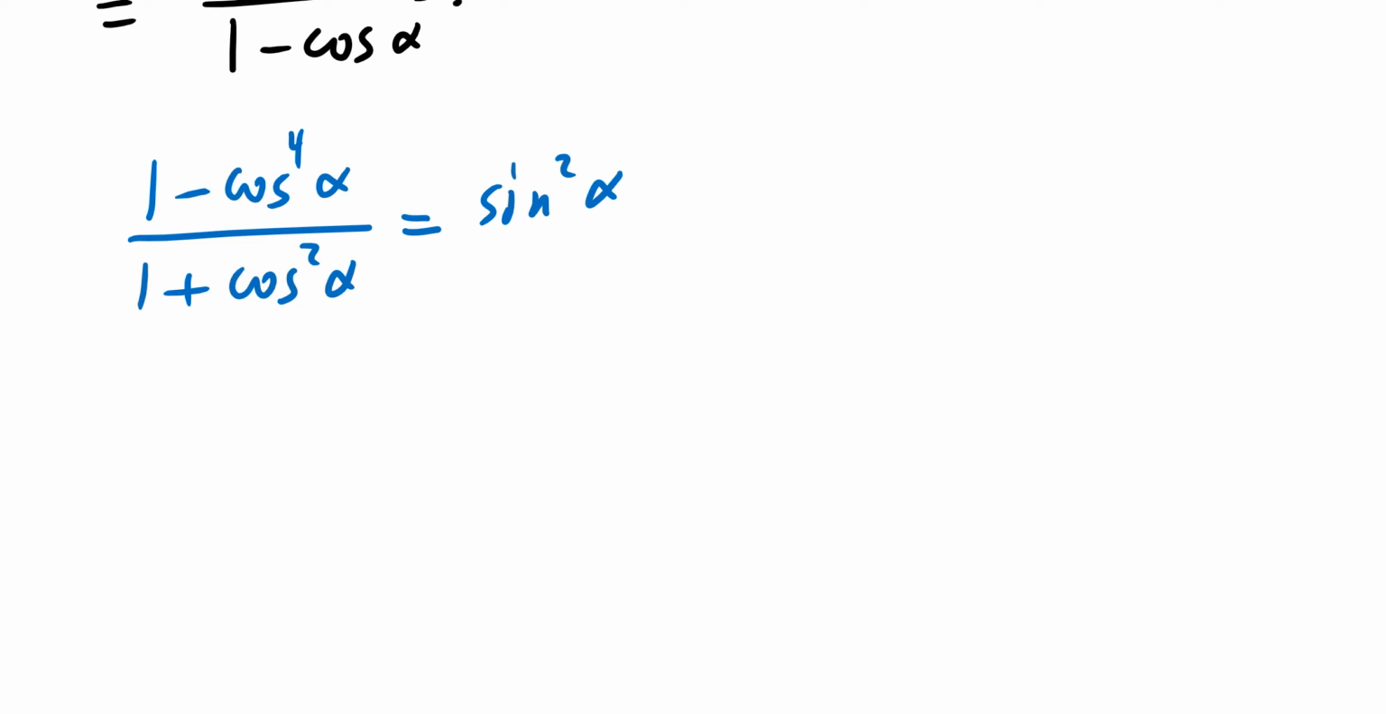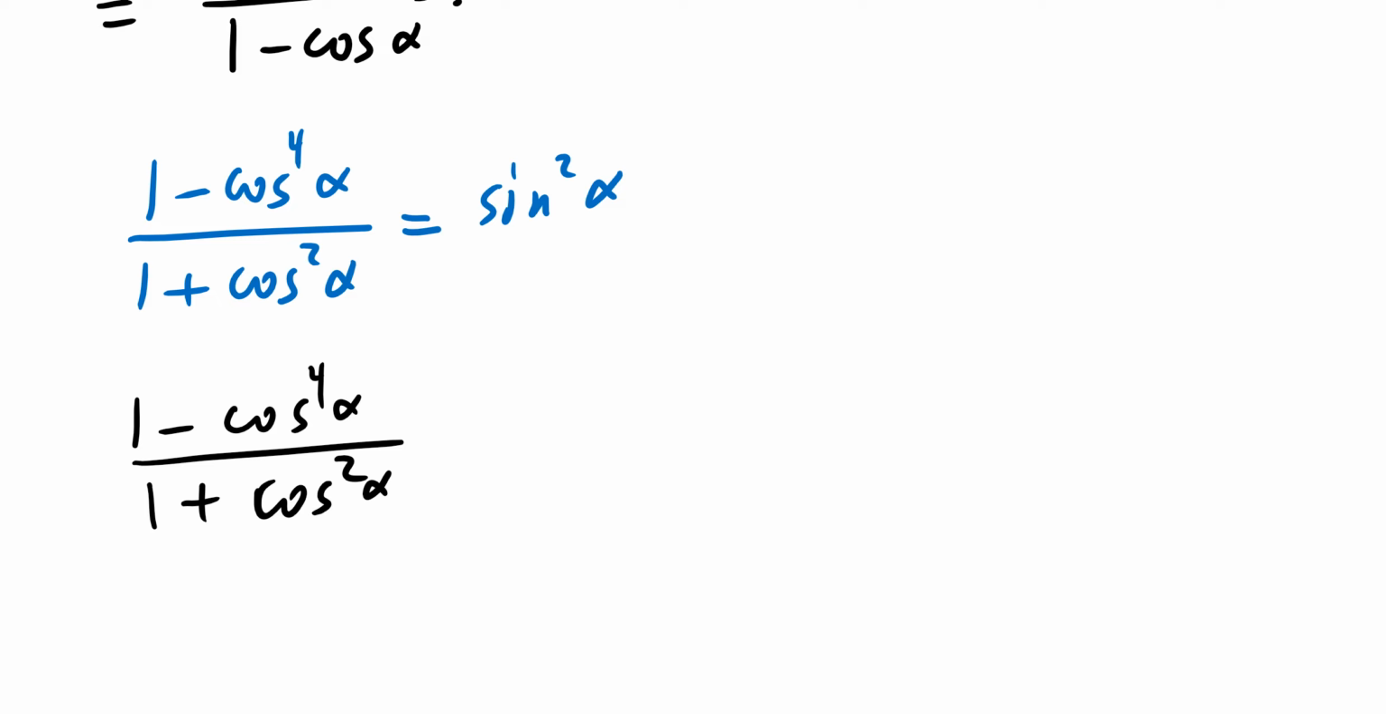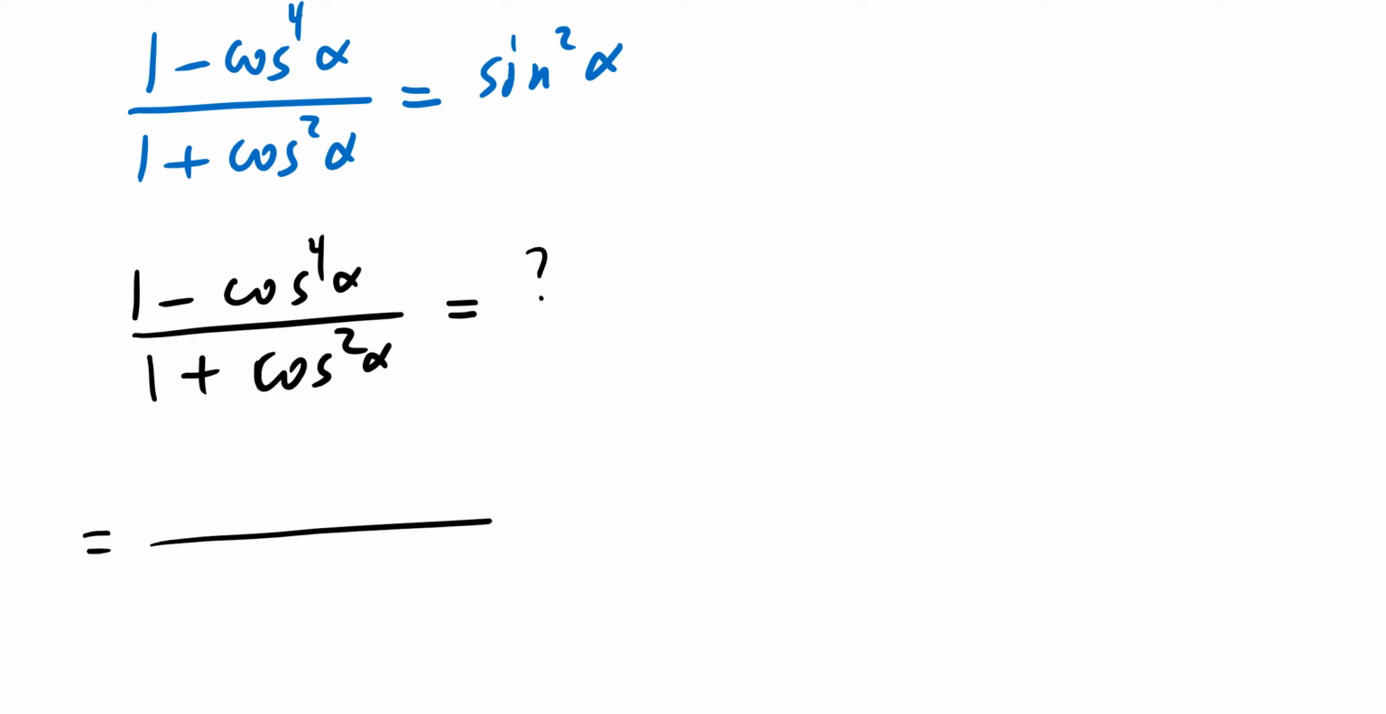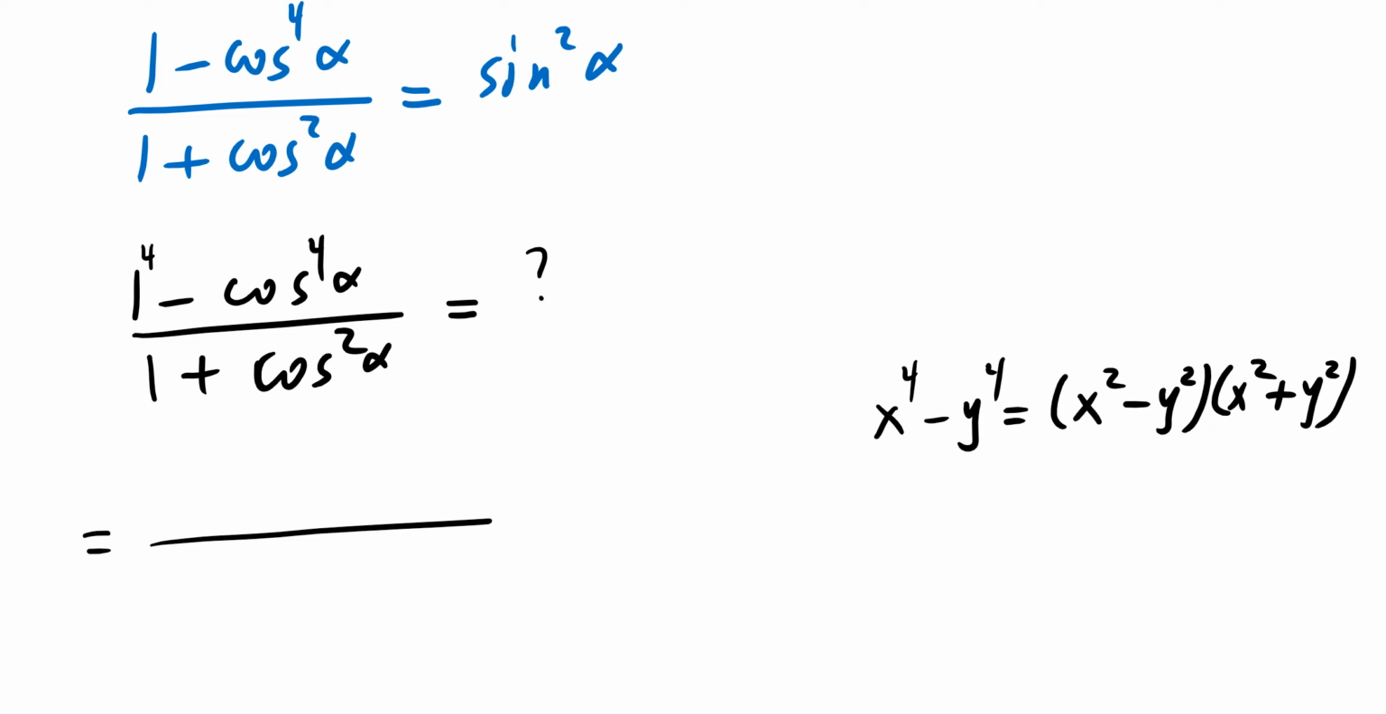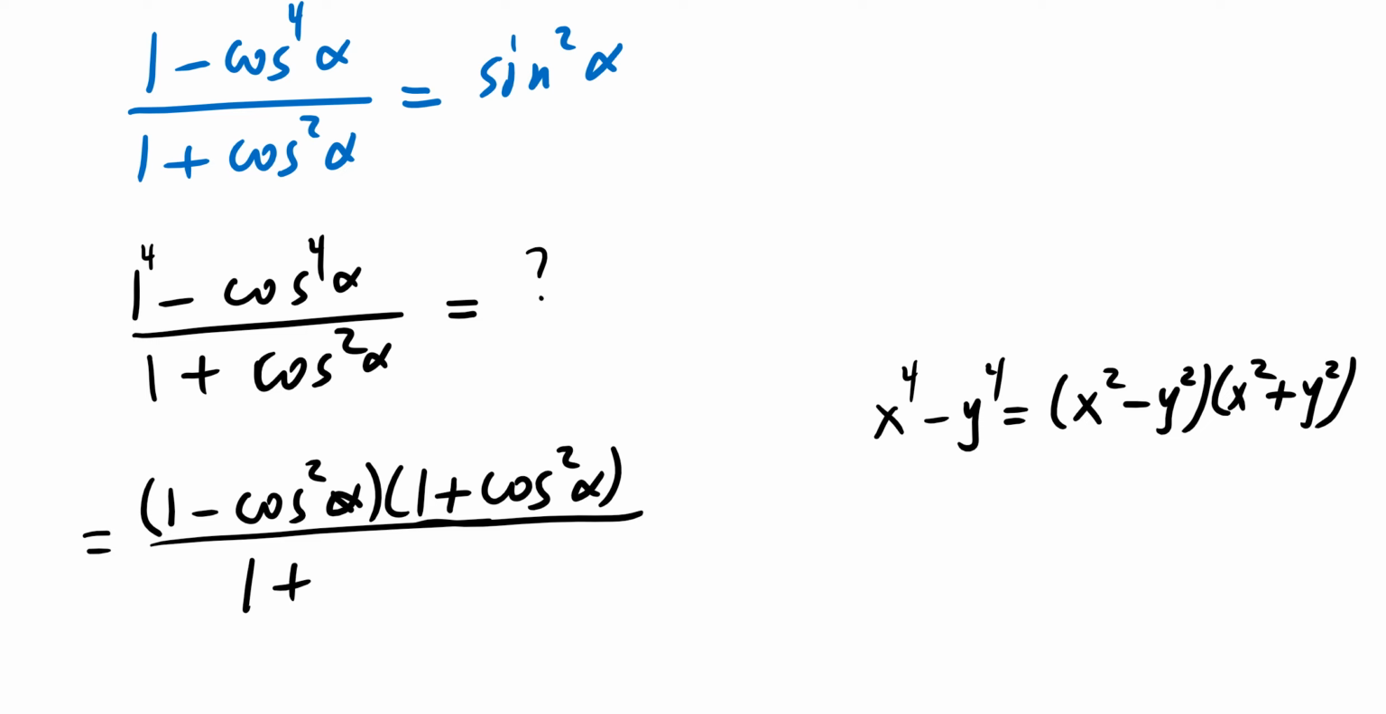So to start with this, I'm going to take the larger side, which is the left hand side, and get to the right hand side. What do I do with this? Well, one thing I can do in the top, that looks like 1 to the 4th minus cosine to the 4th. Again, this factors as x squared minus y squared times x squared plus y squared. So I'm going to use it here: 1 squared minus cosine squared alpha, 1 squared plus cosine squared alpha. Keep the denominator the same.